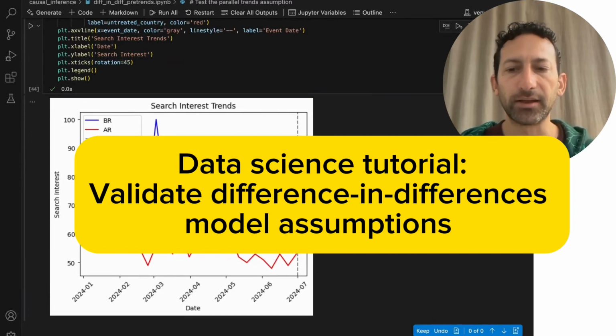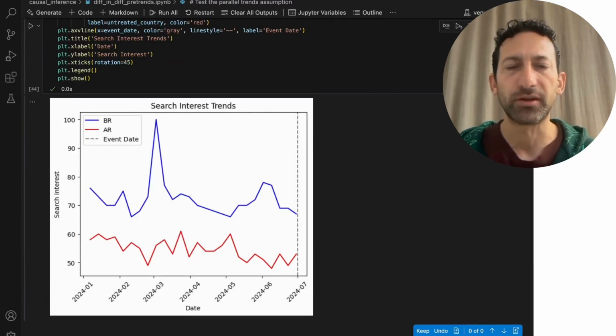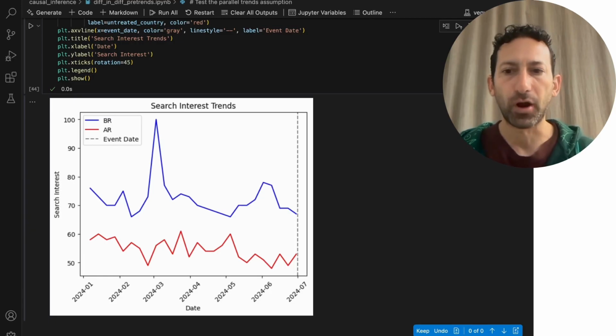This is a data science tutorial on one of the most important modeling techniques in product and marketing data science. We're going to be talking about validating the difference in differences model.